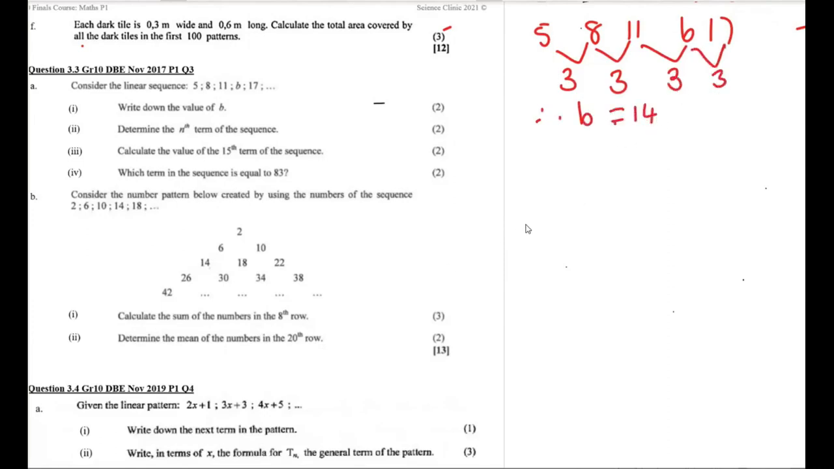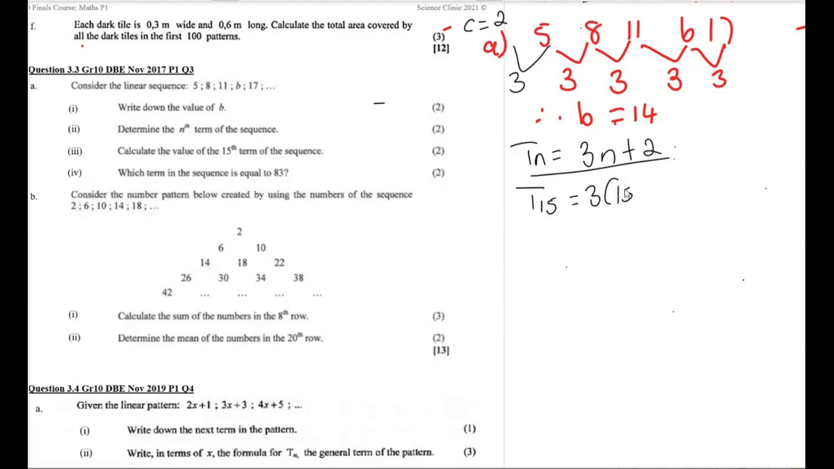Right, thank you guys. Now find the Tn of the sequence. What will be Tn? So 3n, right? Let's find C. Go backwards, 3. What will we have? 5 minus 3, C will be equal to 2. So 3n plus 2, right? We found our Tn. Then it says, calculate the value of the 15th term. T15. So wherever n is, we are putting 15, plus 2. What is our answer? Right, 45 plus 2, 47.